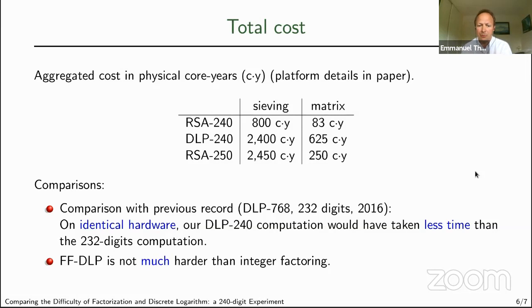Also, we can make the comparison of our computation, namely the DLP-240 computation, with the latest record of this kind, which was DLP-768, which is 232 digits, and that was 4 years ago. And what we found out is that on identical hardware, our harder computation would have taken less time. So this is something we're also quite satisfied with.